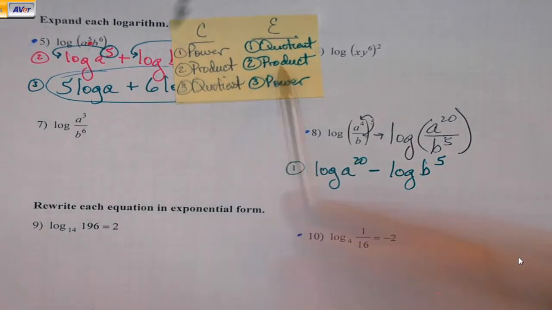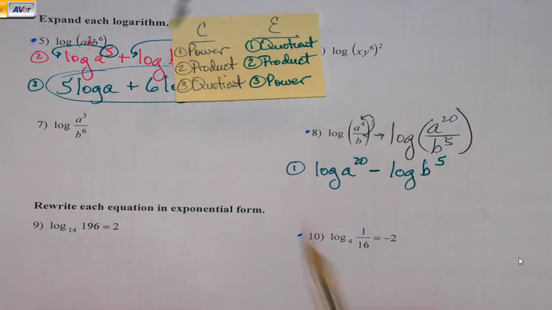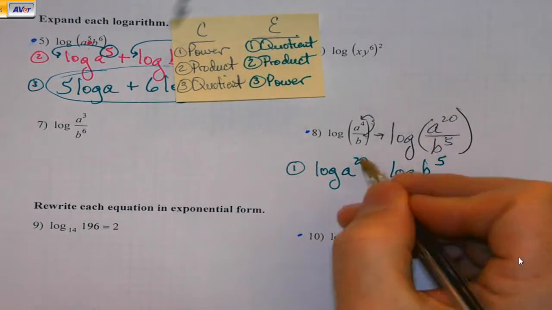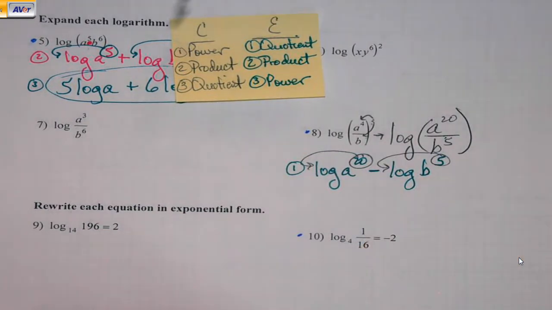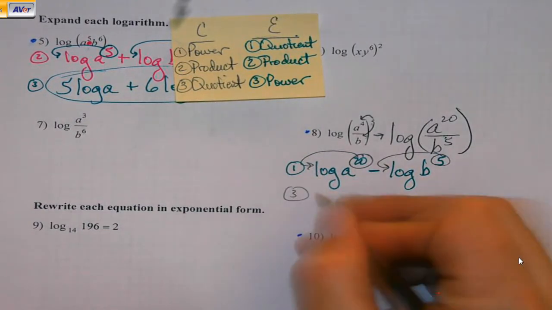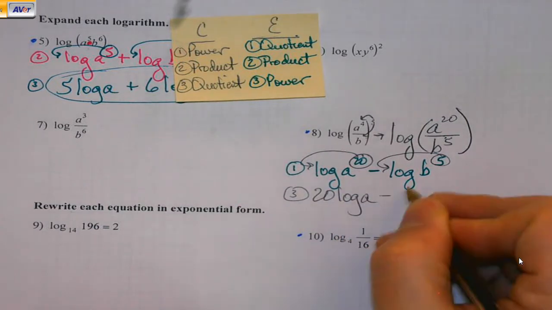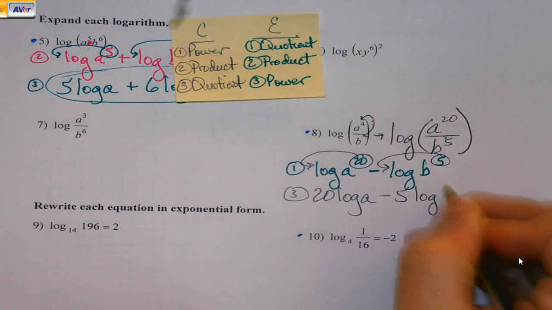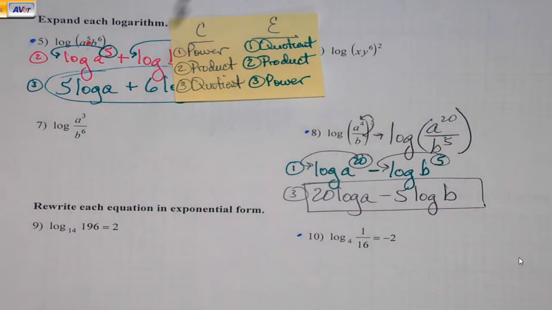Do I have any multiplying going on? Nope. I got exponents. So nope. Do I have power? Yep. Exponents are going to turn back into coefficients. Once I'm to step 3, I'm A-okay. I'm ready to roll.